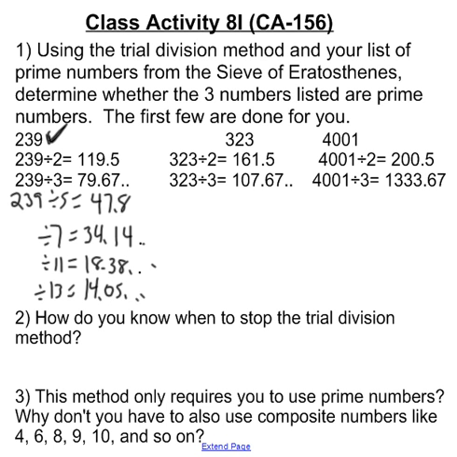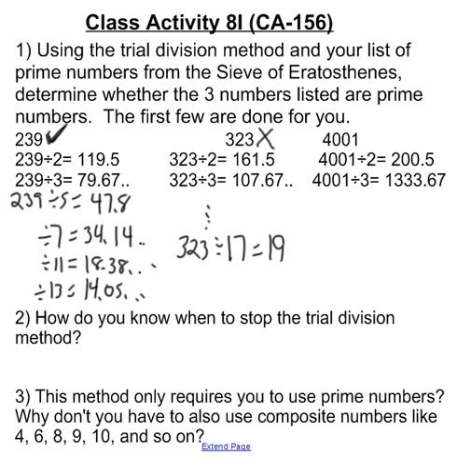Now with 323, if I keep going, I do 2, 3, 5, 7, 11, 13. When I get to the point of 323 divided by 17, I end up getting 19. So 323 is a composite number because it has other factors other than 1 and itself. So prime numbers are those numbers that are only divisible by 1 and itself. Everything else is composite. Now I'd want to check 4001.